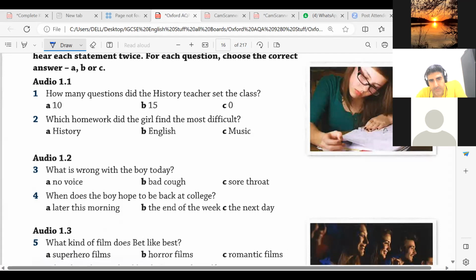International GCSE English as a second language for Oxford International AQA examinations. Copyright 2017, Oxford University Press. Unit 1, Audio 1.1. I thought our history homework was really hard last night. We had to write an essay and answer 10 tricky questions. Luckily, the English work was quick and easy. We were asked to read 15 pages of the class novel and prepare a talk. The music teacher forgot it was homework night.